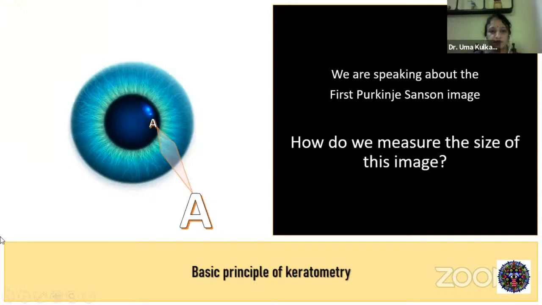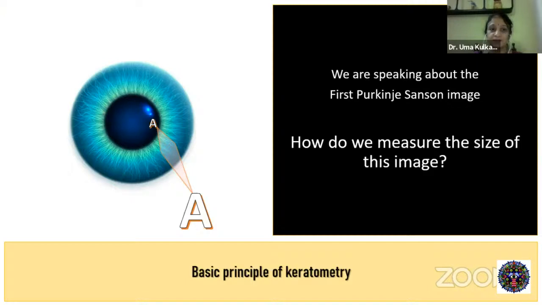Now, this is the image that we were talking about. So when we shine a torchlight into the patient's eye, whether it is for a cover test, or just when you are an artist and you draw an eye and then you put a white dot on the surface of the eye, that's nothing but the first Purkinje image which we're talking about.